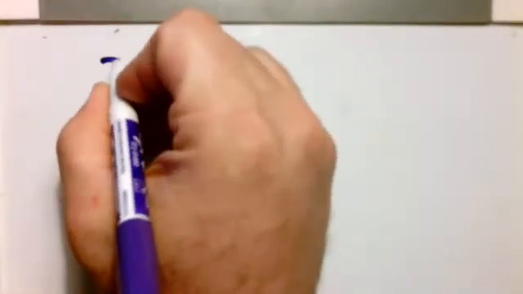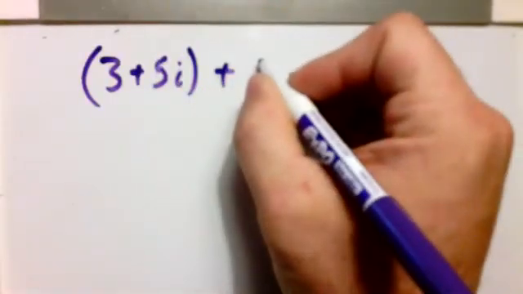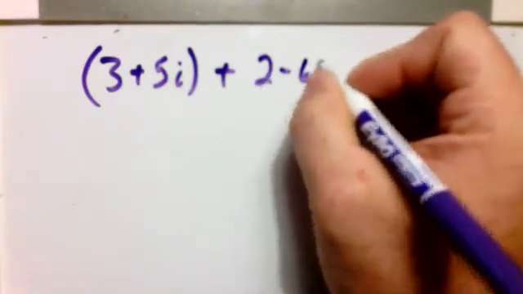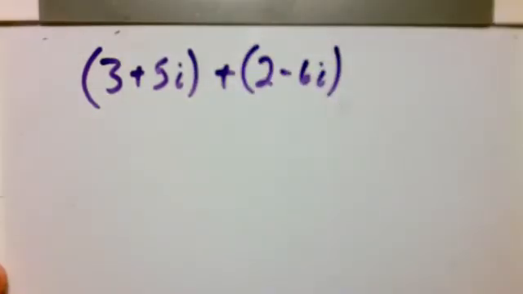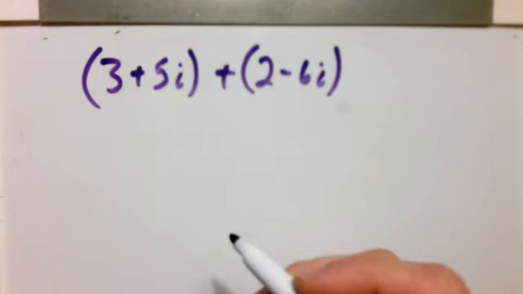Okay, and this is the part you guys are going to say is a cinch. If I had 3 plus 5i, and I added that to 2 minus 6i, this is simply just straight combining of terms. Shelby, Casey, what do you think? What would I put together? I can't hear you, Shelby. I'm sorry.